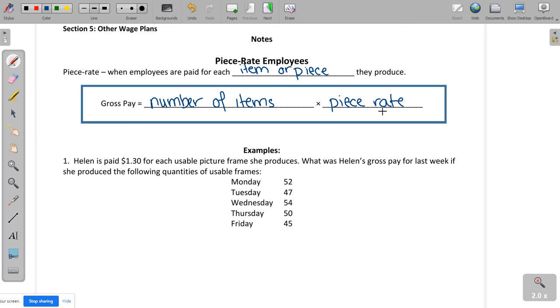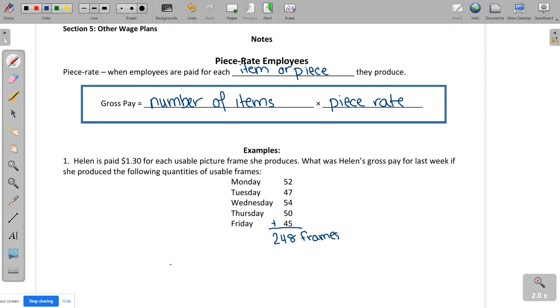Our first example: Helen is paid $1.30 for each usable picture frame she produces. What is Helen's gross pay for last week if she produced the following quantities of usable frames? We add each one that she made each day and find our total. We add 52, 47, 54, 50, and 45, and we get 248 frames.